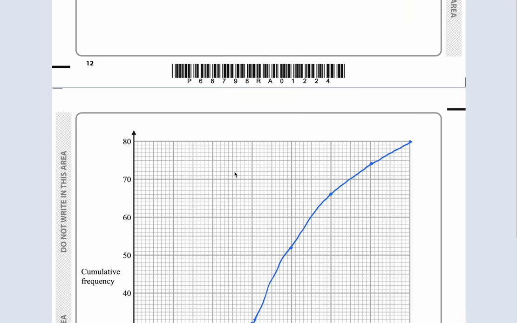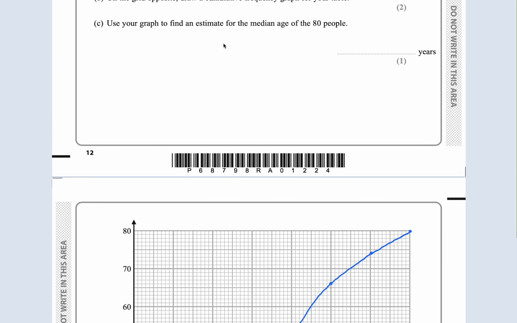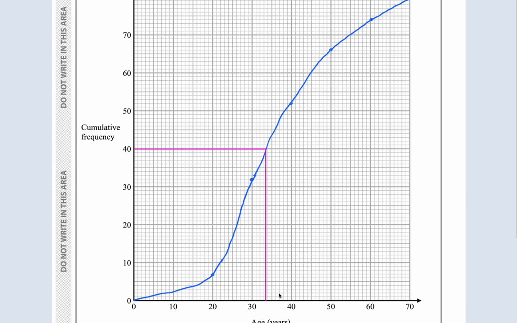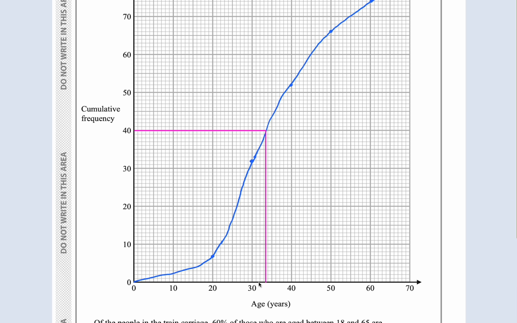Okay, then it says use your graph to find an estimate for the median age. So the median, we go to half of 80, we half 80 to 40, we go across to here, and then down, and wherever this lands is what we're going to call our median. This is 31, 32, 33, so I can go with 33 or 33.5. Let's just call it 33.5. The mark scheme accepts anything between 32 and 34, so I was pretty close.